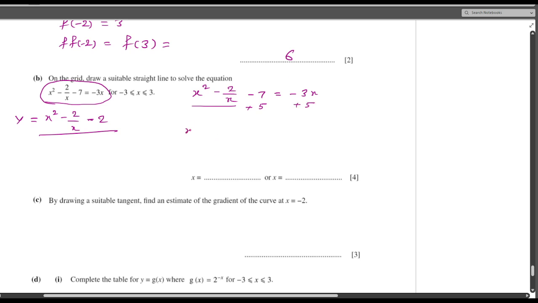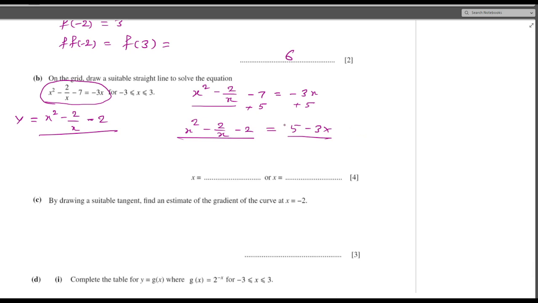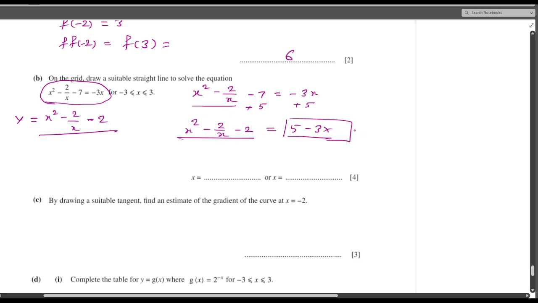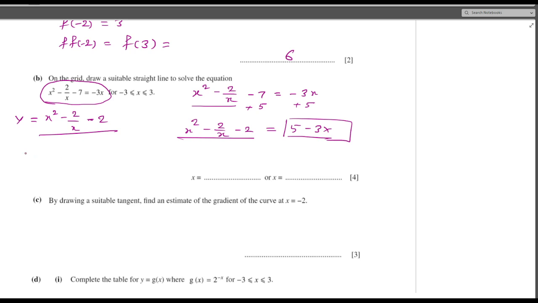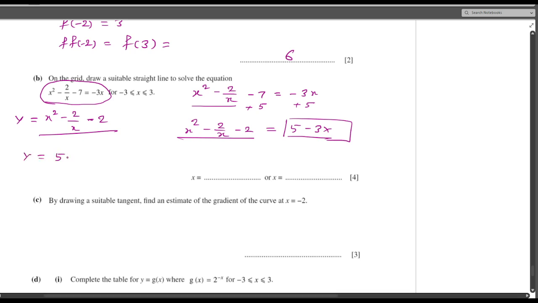If I add 5 on both sides, I have x squared minus 2 divided by x minus 2 on one side and 5 minus 3x on the other side. So this is y equals x squared minus 2 divided by x minus 2, one equation, and y equals 5 minus 3x is the other equation. So y equals 5 minus 3x, this is what I have to plot. Now if you take x as 0, you get y equal to 5.